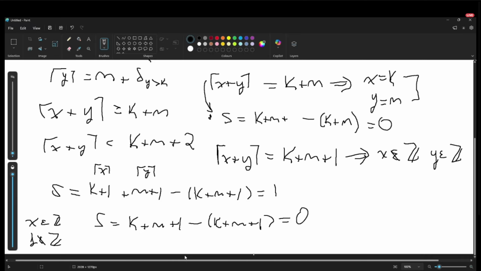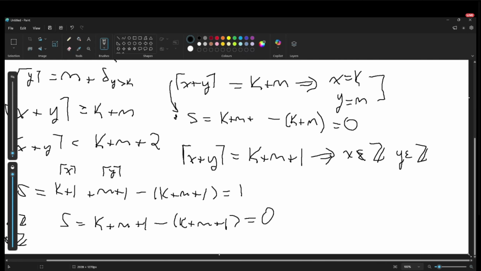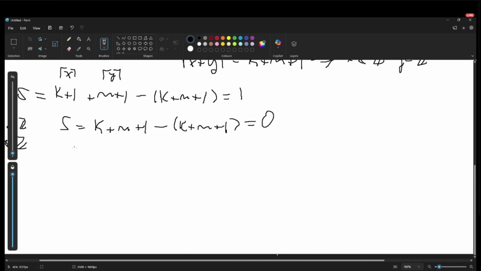And also, if you wanted to be fancy, you could skip all this stuff. What you could do is say, okay, well, this plus this has to be less than or equal to k plus m plus 2. Okay, I'll redo it from a high level, because I think there's a lot of stuff here.